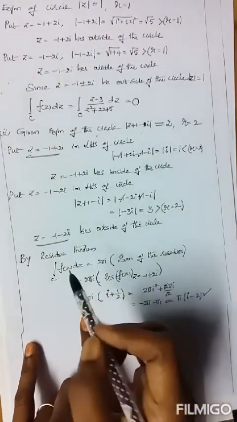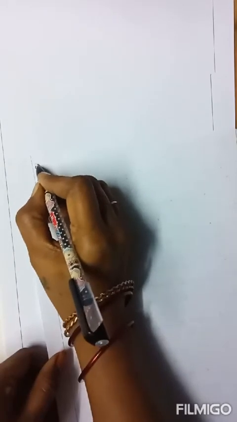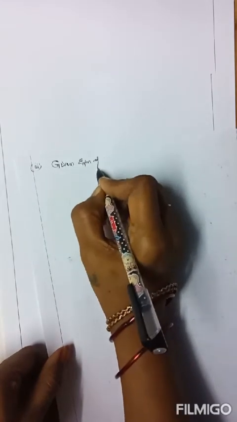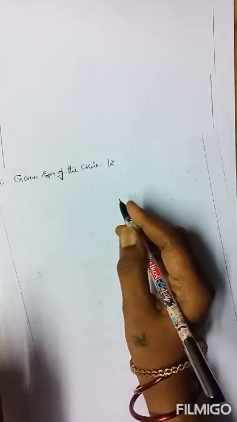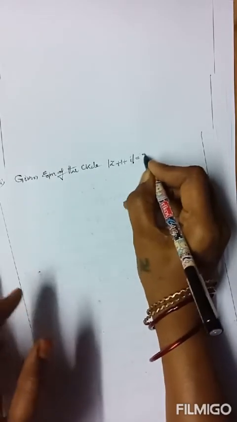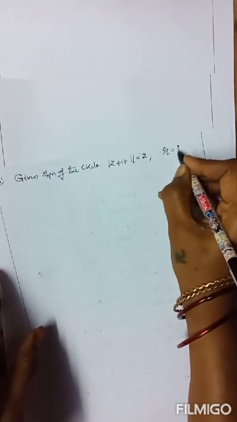Similarly, we have to find the integral result with respect to the third circle. The third circle is given as, the given equation of the circle, modulus of z plus 1 plus i equals 2. This is called the radius, the right side number. So here also the radius equals 2.